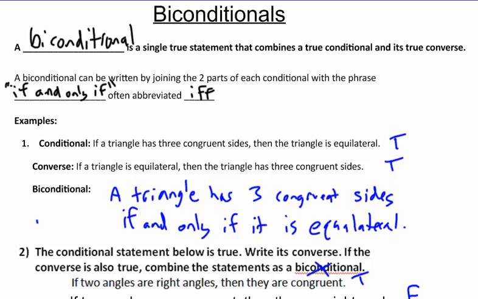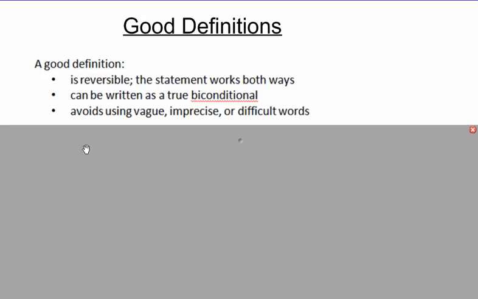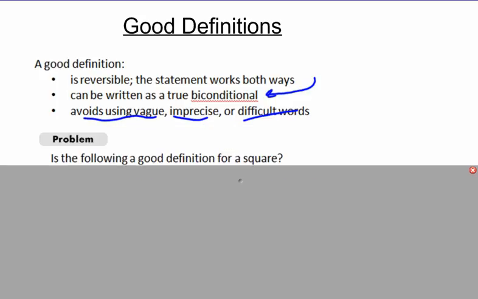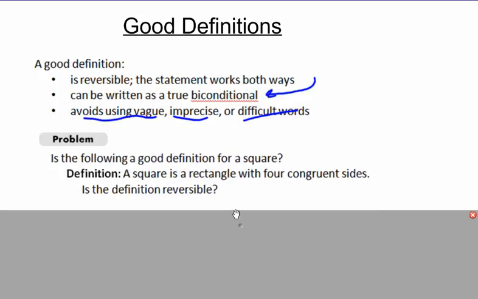All right, real quickly on good definitions. What are good definitions? A good definition is reversible, meaning it's a biconditional, and it can be written as a true biconditional. And it avoids using vague, imprecise, or difficult words. So if it's very general, very vague statements, it can't be a good definition. Let's look at a few examples and see how we do it.